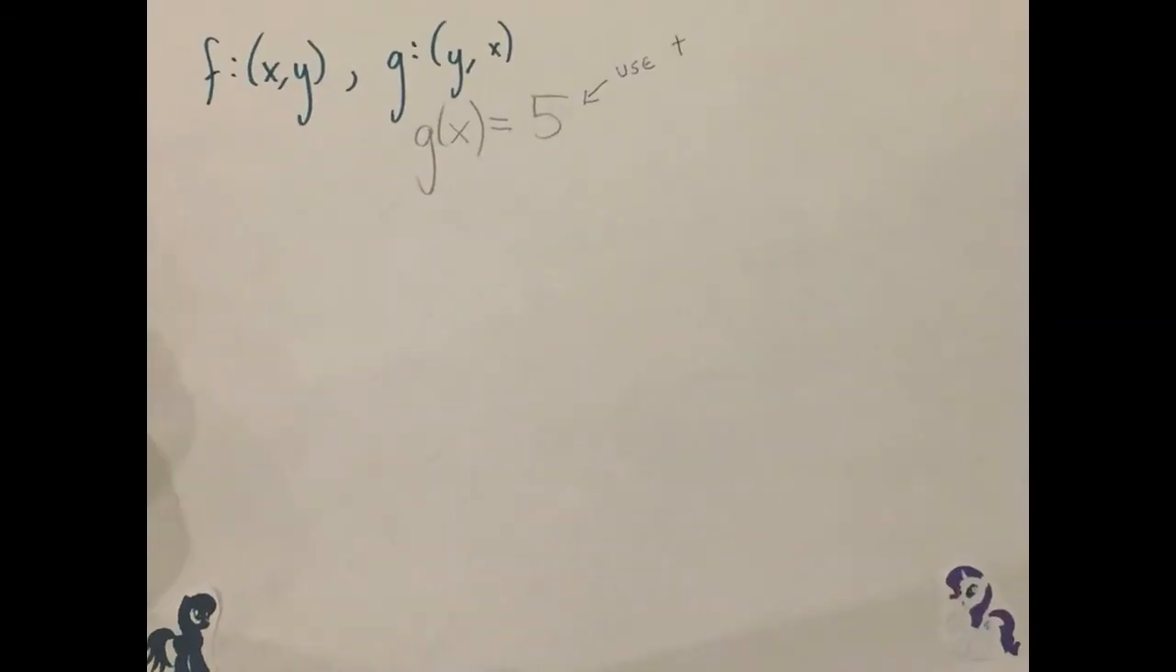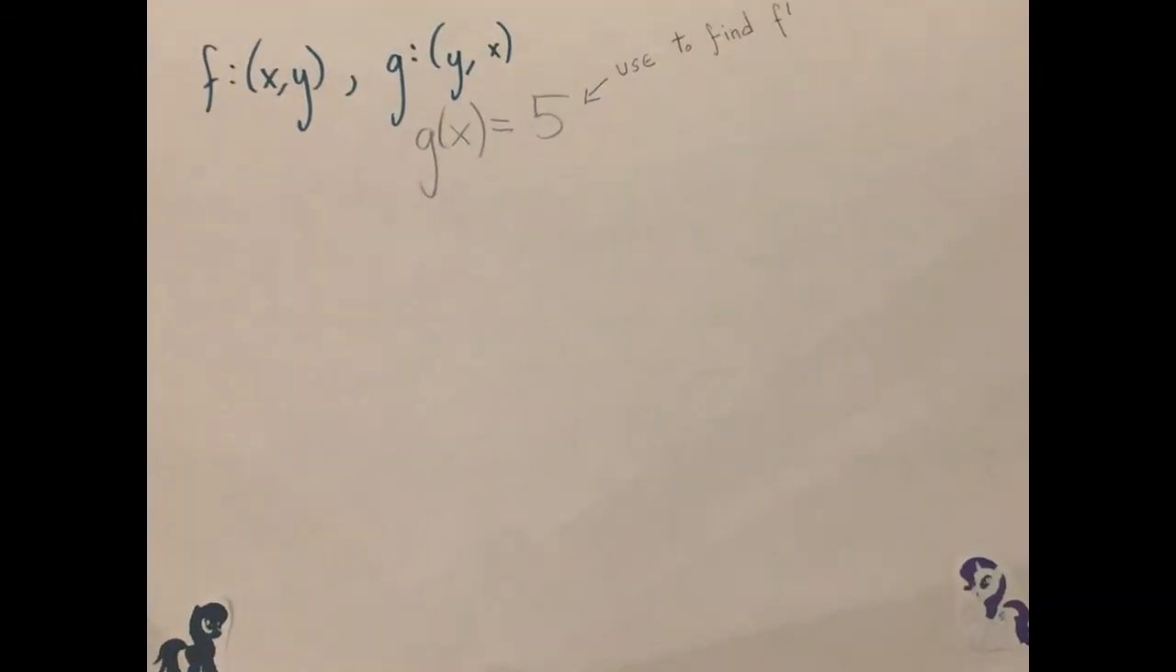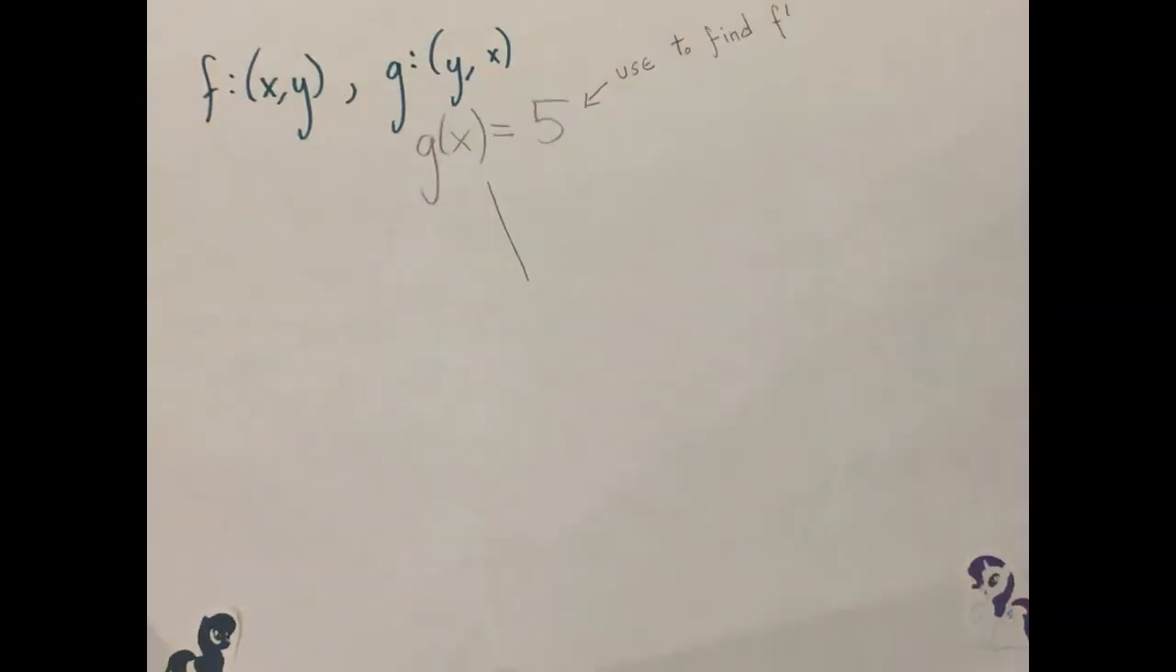Let's explain the logic of this. Recall that (x, y) on a function f is the same as (y, x) on its inverse g. Say that g of x equals 5. Therefore, it makes sense that we should use the y value of g of x to find f prime, since we are using the equation 1 over f prime of g of x.